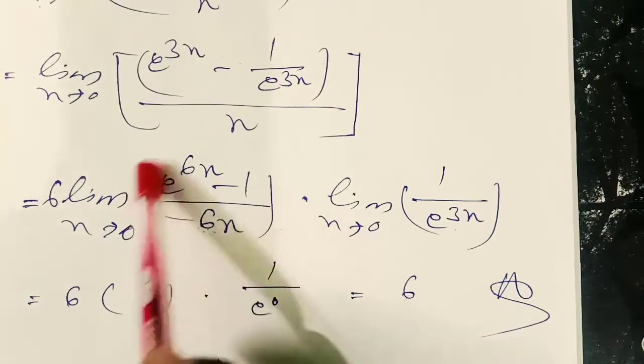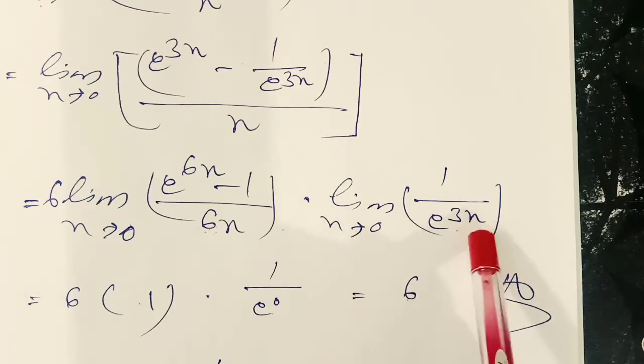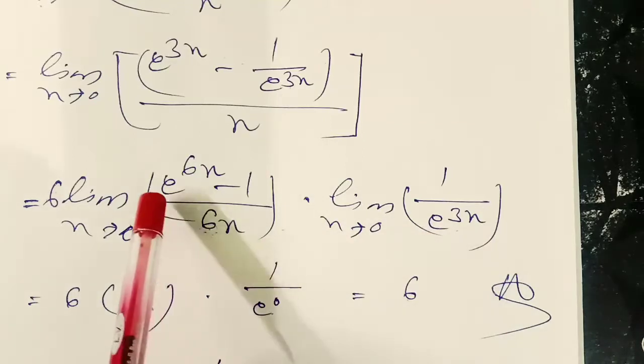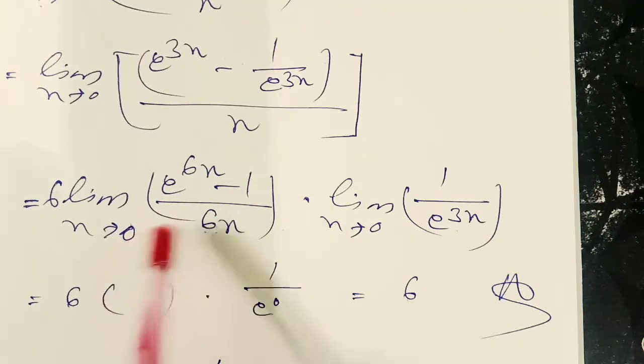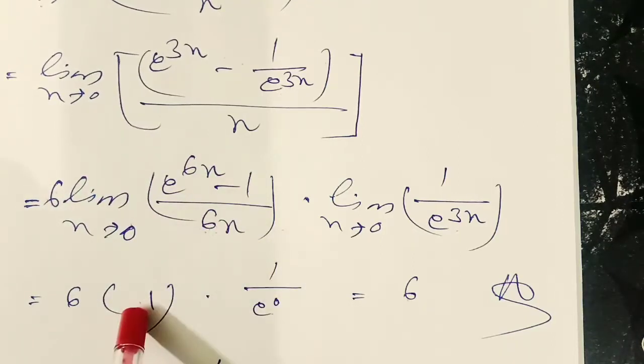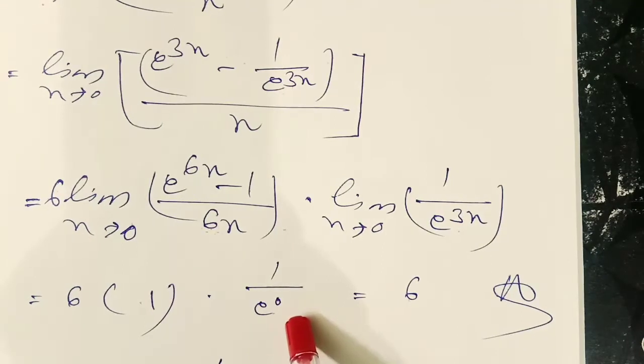Now what is this answer? 6 into 1. E to the 0 is how much? 1. Put the value of x directly here, because there is no formula for this part. Here the formula is limit x tends to 0, e to the power x minus 1 by x, and the answer is 1. So 6 into 1, and here into 1. The answer is 6. This is the first part I have completed.